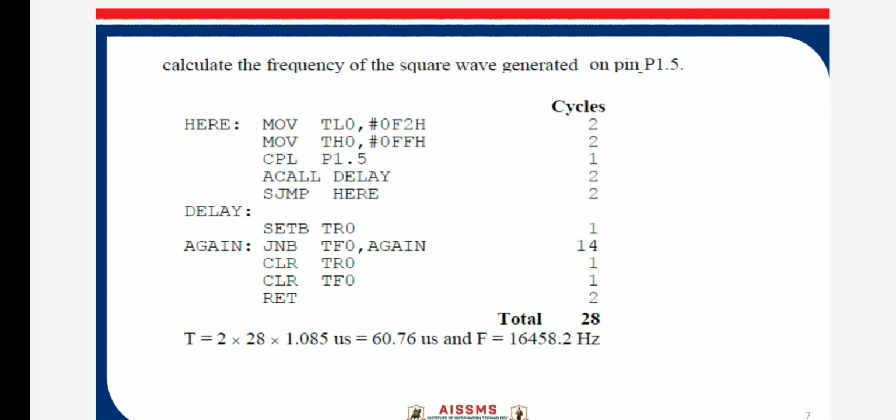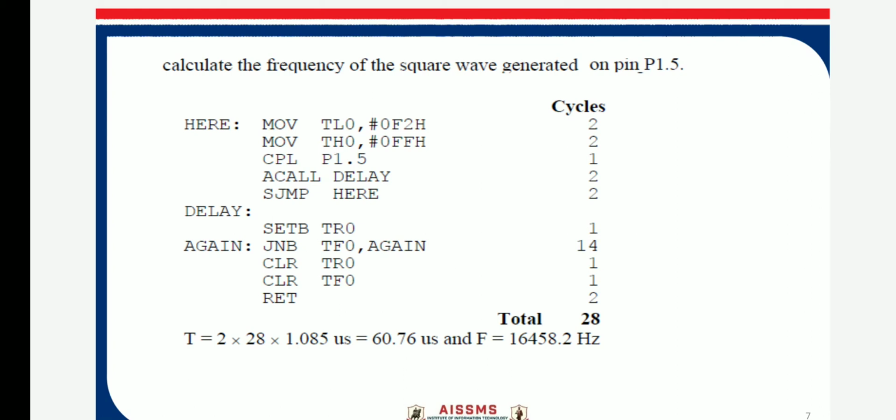Now if we have to calculate the frequency generated by this program, we know that each move instruction requires 2 machine cycles. Complement is a logical instruction, so it takes 1 machine cycle. The delay and the jump subroutine take 2 machine cycles. SETB is bit addressable, so it requires 1 machine cycle.